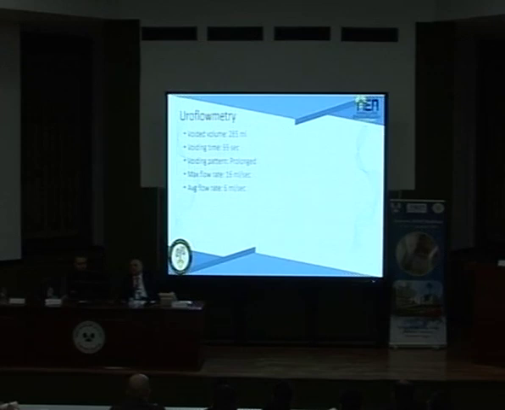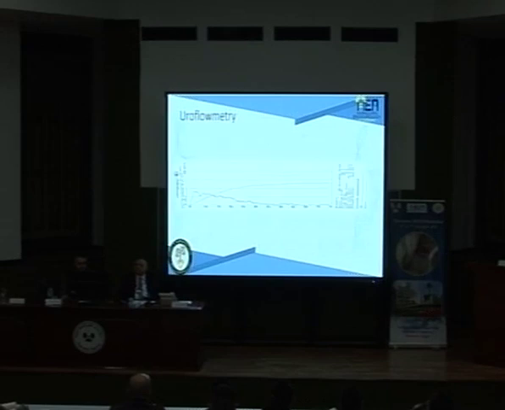His uroflowmetry showed an obstructed and prolonged voiding pattern with a maximum flow rate of about 16 and average 6 ml per second. The voiding time is prolonged, approaching 1 minute, and total voided volume is 265. This is his flow curve.